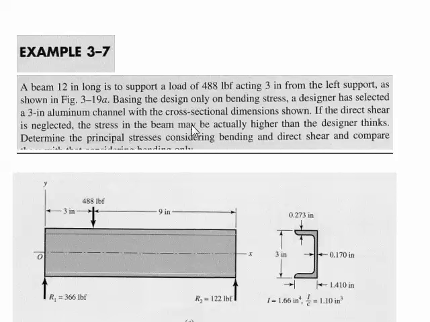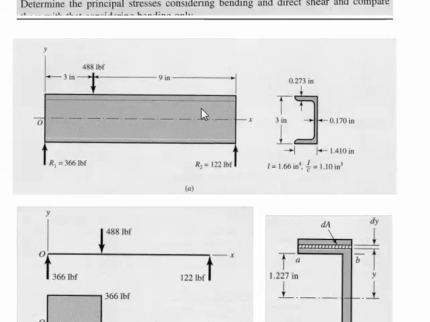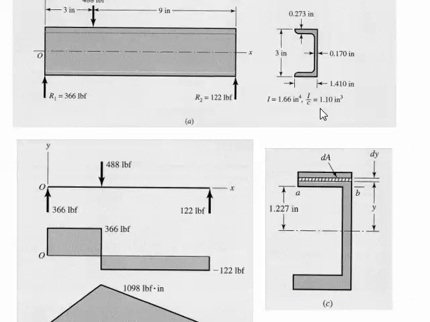Okay, and so of course we're going to need a moment of inertia, those kinds of things. And so we are given in the problem statement that I is equal to 1.66 inches to the fourth. That's been pre-computed for us. And we do have a symmetric cross-section, so top and bottom C values are the same. And so C would be the 1.5 dimension, and I over C is 1.1 inches cubed, and that would be the section modulus.